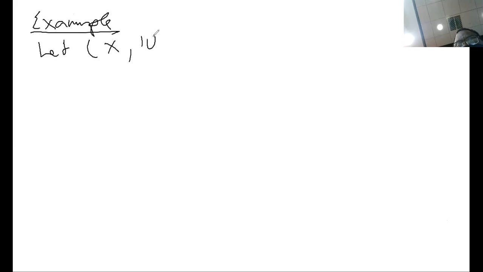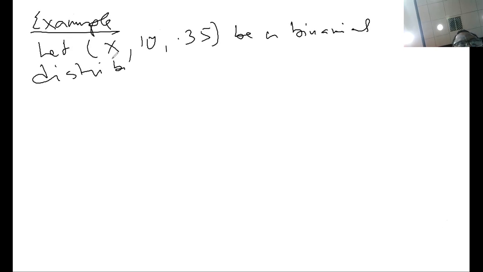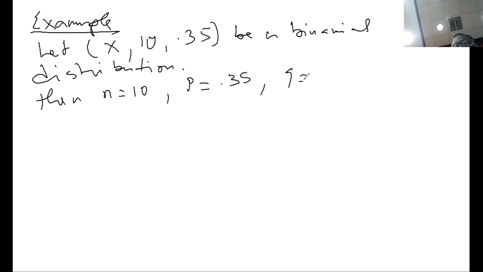Example. Let X be a binomial distribution with N equal to 10 and P equal to 0.35. Then N equals 10, P equals 0.35, and Q equals 0.65.